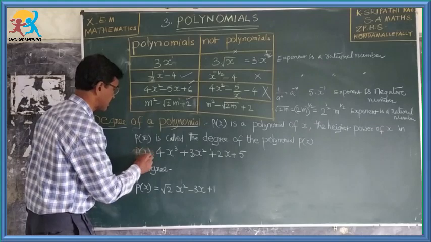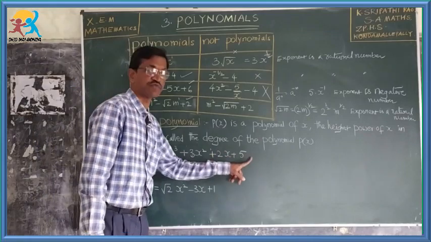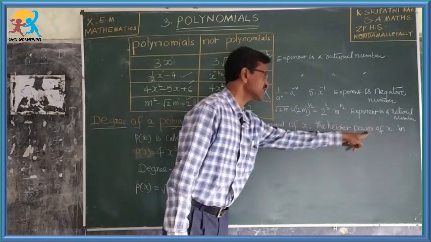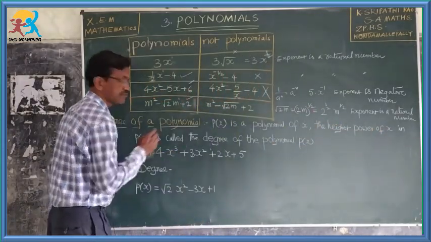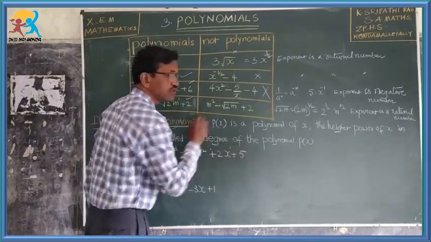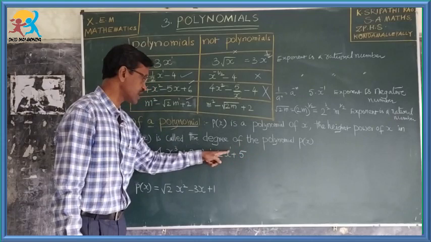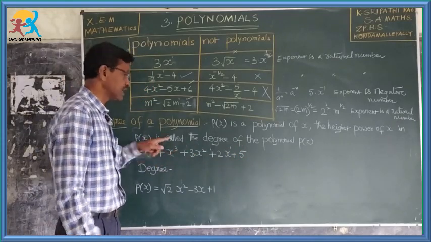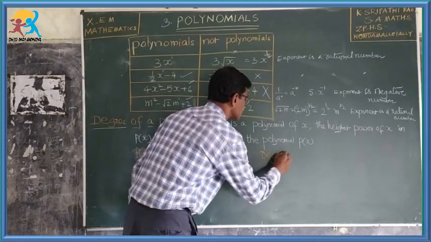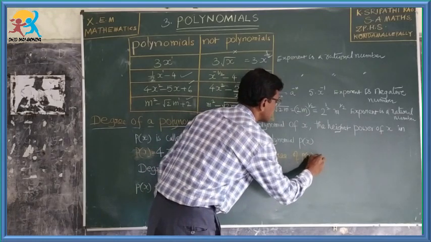P of x means polynomial of x: 4x cube plus 3x square plus 2x plus 5. The highest power of x: here the x power is 3, here x to the power of 2, here the x power is 1, here the x power is 0. So what is the highest number among all these x powers? Here 0, 1, 2, 3. Therefore 3 is the degree of this polynomial. Here the degree is 3. Degree of P of x is 3.